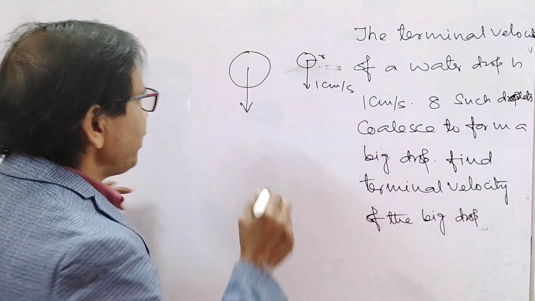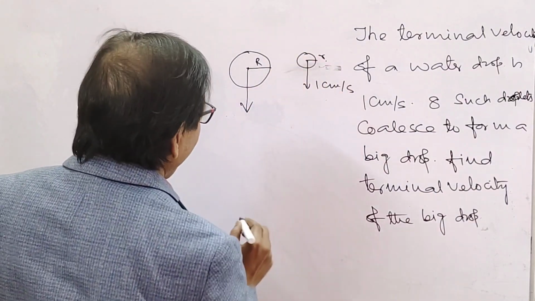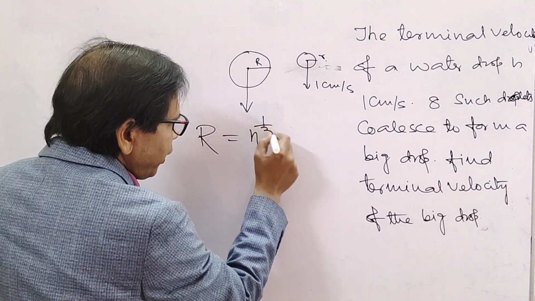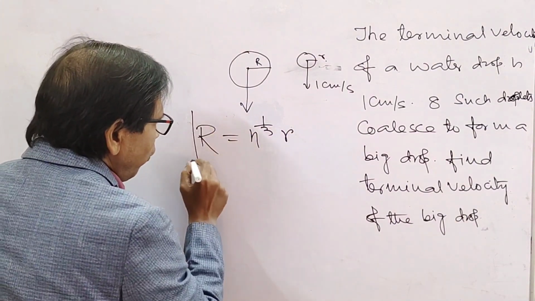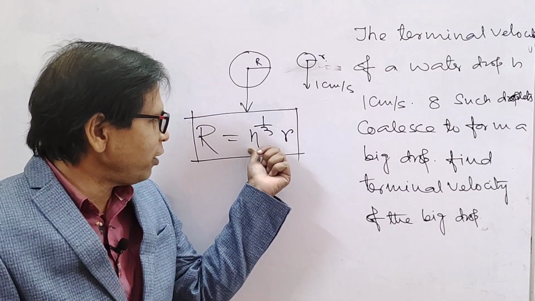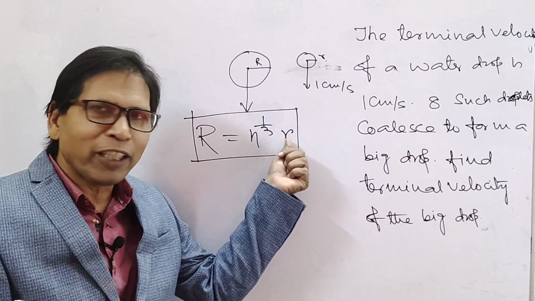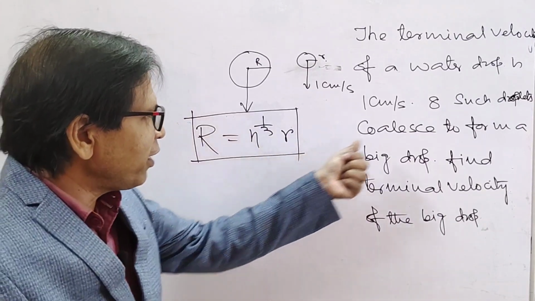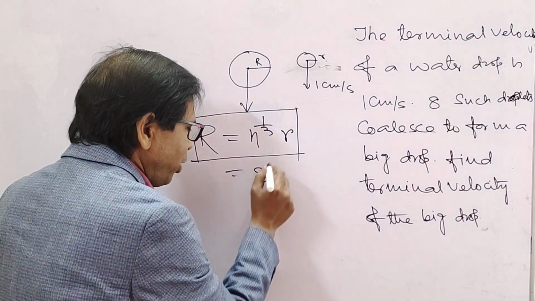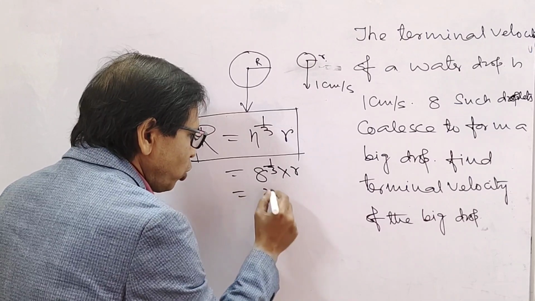Now look at this, suppose its radius is capital R and the smaller drop's radius is small r. So we know capital R is n to the power 1/3 into small r. The radius of the big drop is the number of drops to the power 1/3 into the radius of the smaller drop. Here the number of drops is 8, so this is 8 to the power 1/3 into small r, so this is 2r.